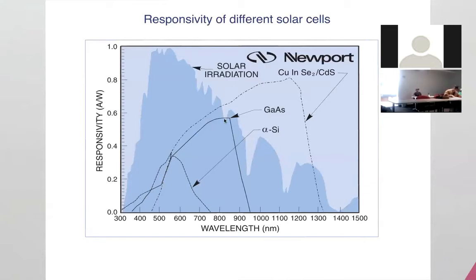It gives you better current, and it's also red shifted because the band gap of gallium arsenide is smaller than, well, because of the defects of amorphous silicon. Actually, the band gap of gallium arsenide is larger, which is why you get this response in the blue wavelength. And the copper indium diselenide cadmium sulfide cell is the dashed line right here. It gives you the widest bandwidth, for instance. So that's why these things are also quite popular. And the solar radiation spectrum is shown in the background for reference.